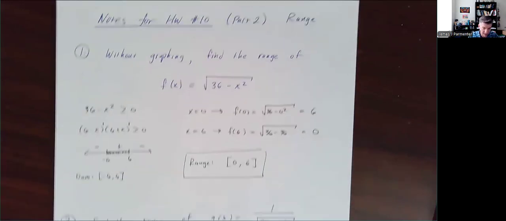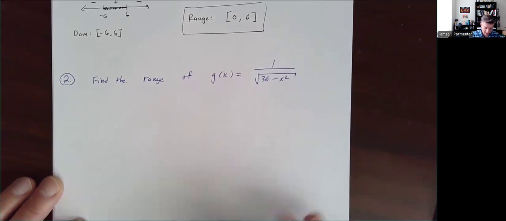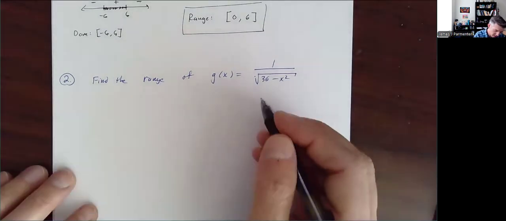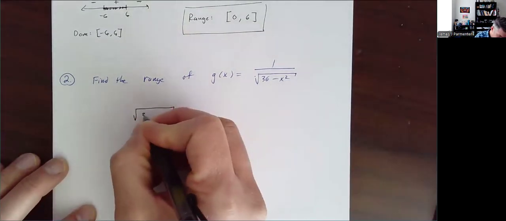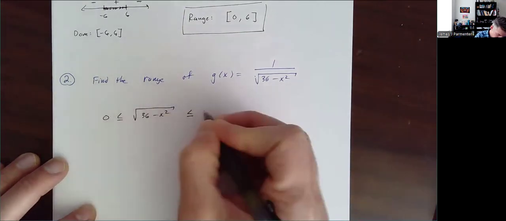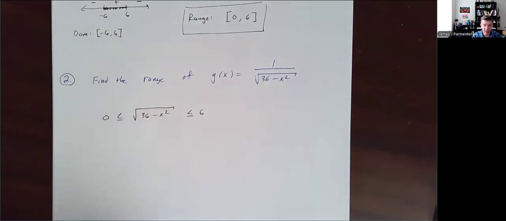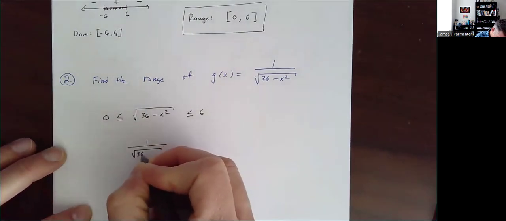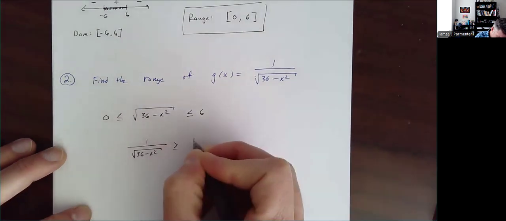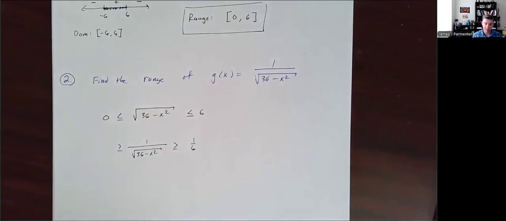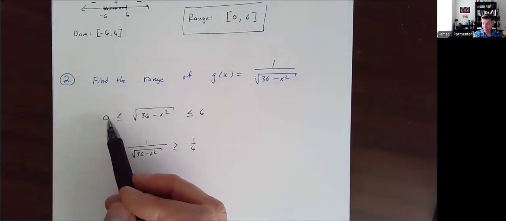Look at the next question, which is very related. Now we're looking at the range of g of x equal to 1 over the square root of 36 minus x squared. Here's what I know. I know that the square root of 36 minus x squared has a range that's between 0 and 6. So if I take the reciprocal of this, I know that 1 over the square root of 36 minus x squared is going to be bigger than or equal to 1/6 and less than or equal to, well, 1 over 0 is kind of terrible, but I'm going to point out here that we're really on the positive side of 0.